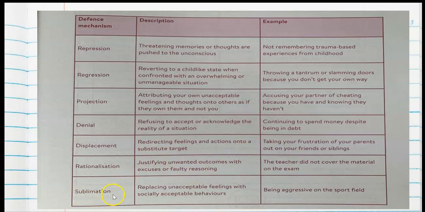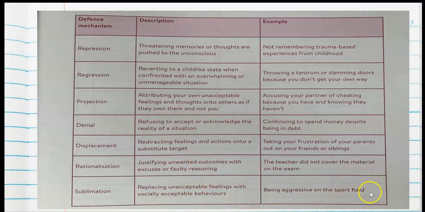And then we have sublimation, all right, which again is quite common, replacing unacceptable feelings with socially acceptable behaviors. So if someone has a lot of unconscious rage or anger or aggression, obviously that is not socially acceptable. So what people will do is sublimate it in terms of being aggressive on the sport field. So they'll turn something that's unacceptable into something that is acceptable.